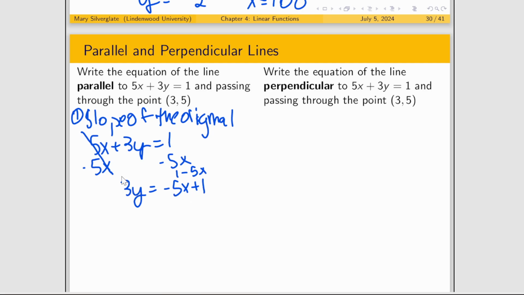Now as my last step, again, I want to get y by itself. So I divide all three terms by 3. I don't actually care too much about the last term, to be honest, but it is there, so it's worth keeping track of. 3 divided by 3 is 1. So y is equal to -5/3 x plus 1/3. And we did all this work because we wanted to figure out the slope of the original. So what's its slope? Its slope is -5/3.